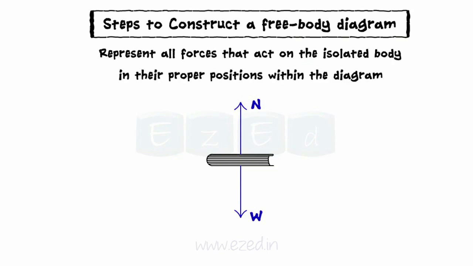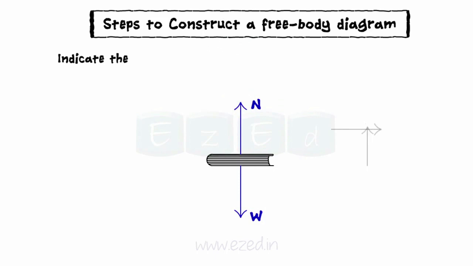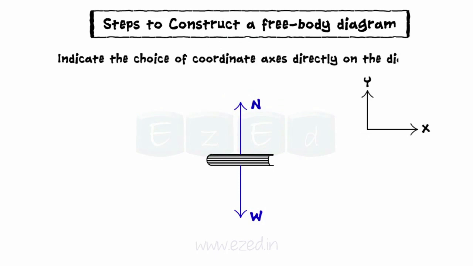Although the book is stationary, two forces are acting on the book to keep it stationary. One is the weight W of the book exerting a force down on the table. The other is the force exerted up by the table to hold the book in place. This force is known as normal force N and is equal to the weight of the book. In the final step, we indicate the choice of coordinate axis directly on the diagram. Thus, we have learned the method to draw a free body diagram.